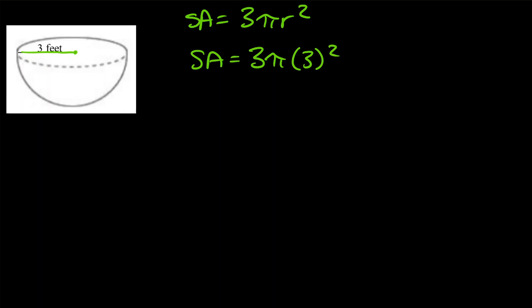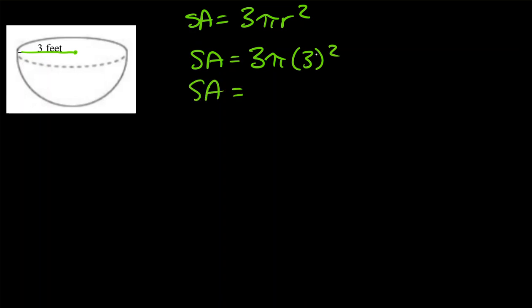We'll try another one here. This is not a full sphere. This is a hemisphere with that cross section showing. So the surface area is 3 pi r squared. And do we have the radius? Yes, we're given the radius is 3 feet. So this is pretty simple. 3 pi r squared.